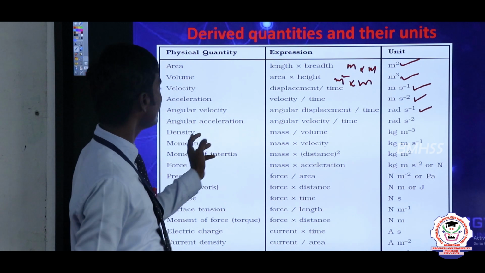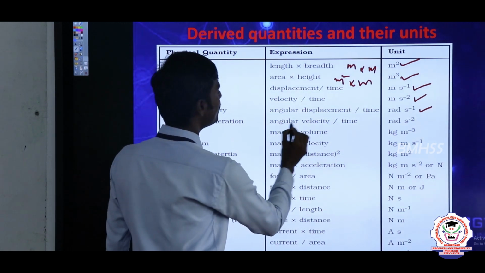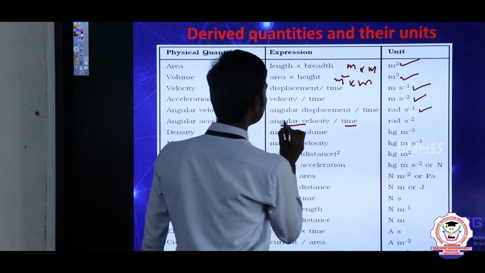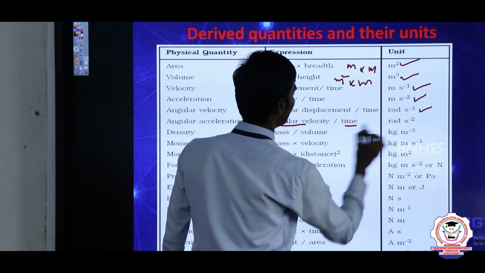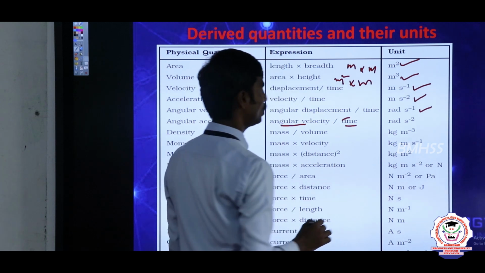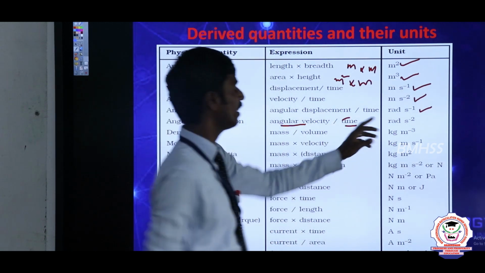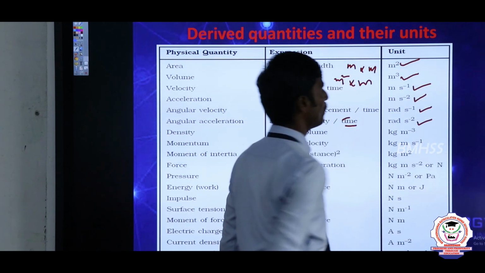The next one is angular acceleration, angular velocity by time taken. This is the angular velocity with respect to time taken, angular velocity radian per second, time second power minus 2. That means velocity, second power minus 1, here also time. So we get the answer radian second power minus 2.